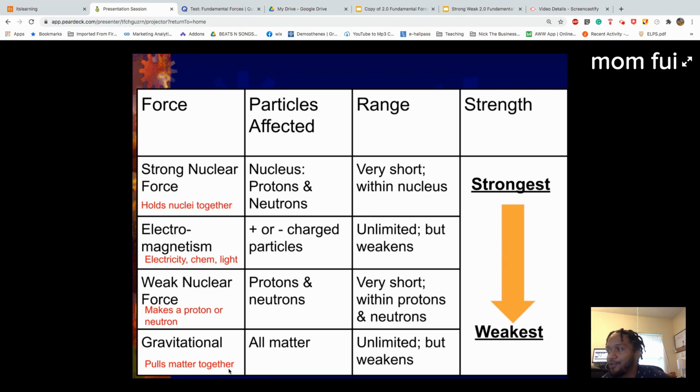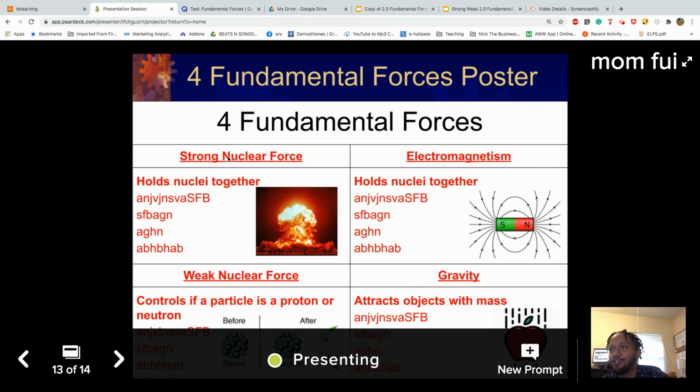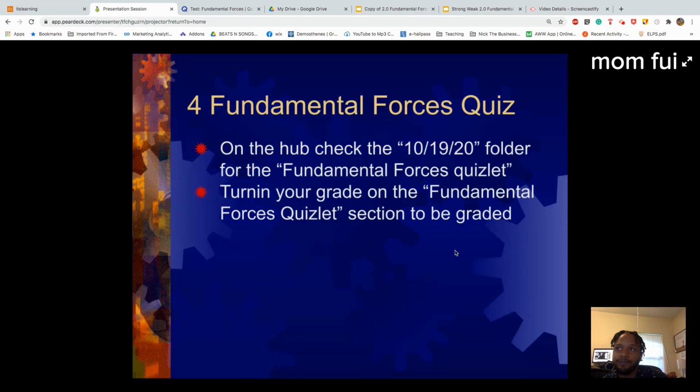All right, so moving on. We will be making a poster later on. It's going to include your strong nuclear force, electromagnetism, gravity, and weak nuclear force. This poster will only be on Microsoft Word, essentially. So it'll look like this. You don't have to really have it as big, but just have it landscape, and we're just going to include these main things. I'm going to give you guys further instruction on this tomorrow.